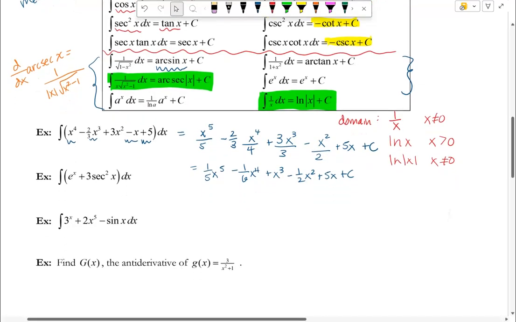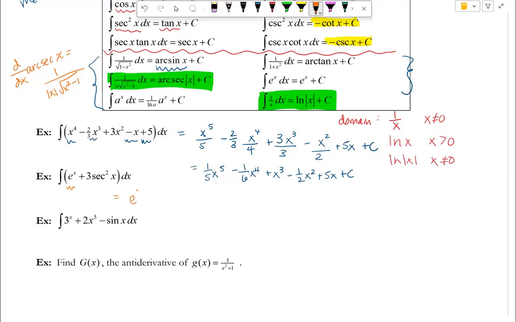All right, in that second example, my favorite antiderivative rule is my favorite derivative rule. The antiderivative of e to the x is just e to the x. And when I get to this next piece, 3 secant squared x, well, the 3 comes along for the ride because it's a constant. The antiderivative of secant squared x is tangent x. And then I cannot forget my plus c.